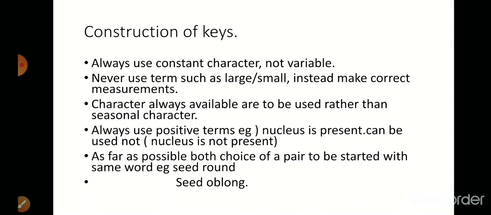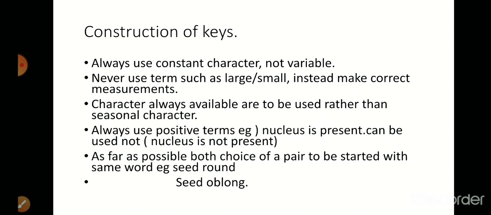Next point is always use positive terms. In construction of an identification key or taxonomic key, you have to use positive terms. For example, nucleus is present, and do not use the word not. In this way you just have to put the character in a positive way, that is, nucleus is present or nucleus is absent. Not is not considered for the construction of an identification key or taxonomic key.